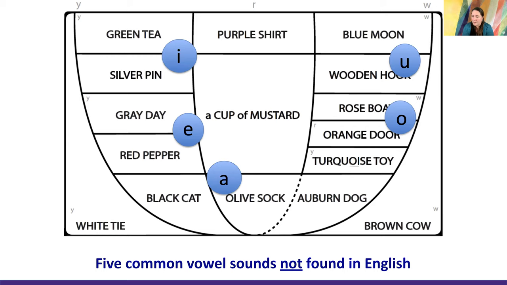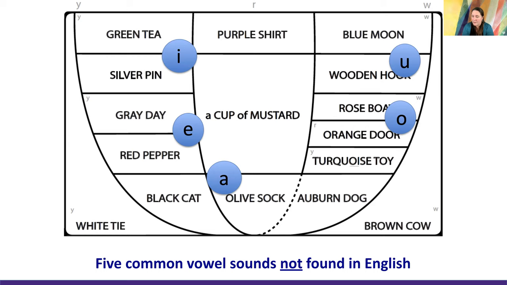Turquoise toy, oi. Orange door, or. Rose boat, oh. Wooden hook. Blue moon, ooh. A cup of mustard. Purple shirt. Brown cow, ow. And white tie, I.